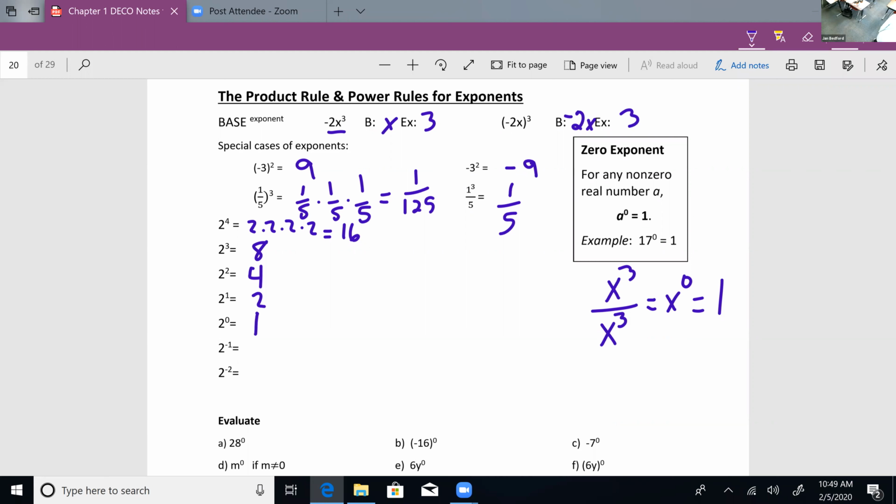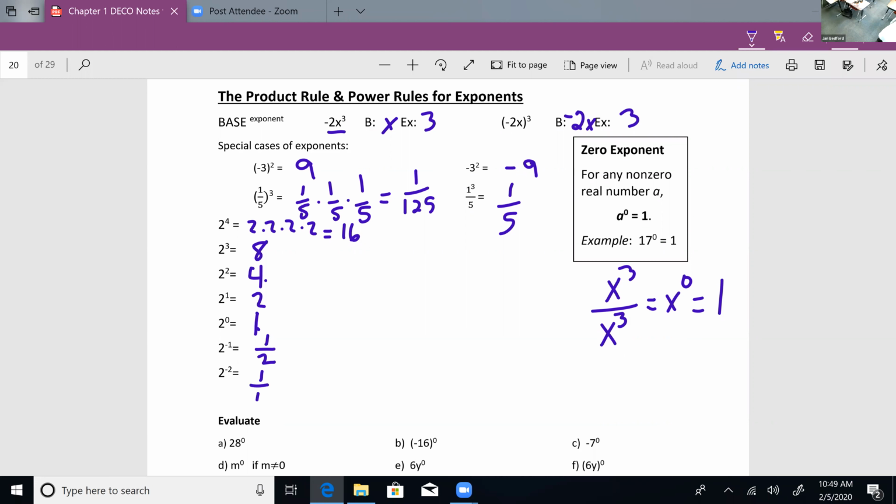Now, what would 2 to the negative 1 be? Because we're going to take this number and divide by 2. 1 over 2, 1/2. Remember, that's our pattern. Every time we reduce the power by 1, we take the number above it and divide by 2. 16 divided by 2 is 8. 8 divided by 2 is 4. 4 divided by 2 is 2. 2 divided by 2 is 1. 1 divided by 2 is 1/2. What do you think 2 to the negative 2 power is? It's going to be 1 over 4.